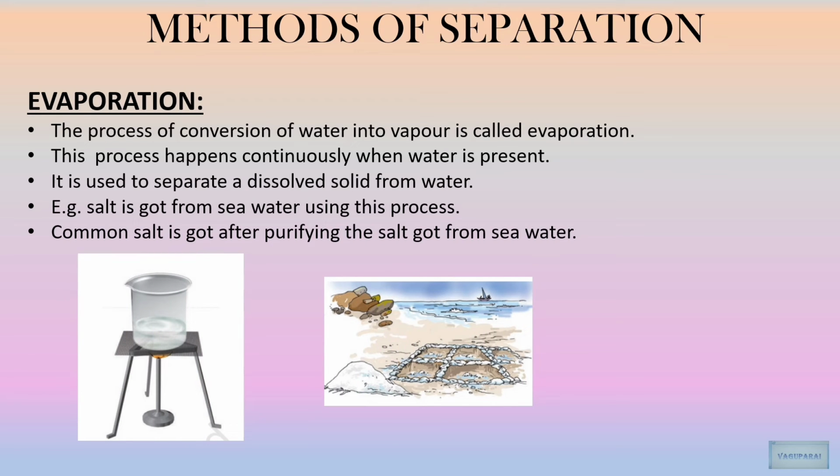The next important method is evaporation. Evaporation is the conversion of water into water vapor. This process happens continuously when water is present and heat is applied to the water. It is used to separate a dissolved solid from water. For example, salt is got from seawater using this process. Common salt is got after purifying the salt obtained from seawater.